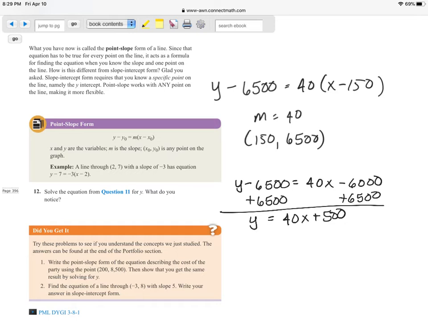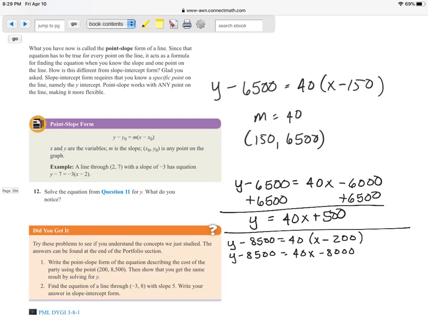Write the point slope form of the equation describing the cost of the party using the point 200, 8,500, and then show you get the same result solving for y. All right, so y minus, what was the y-coordinate? 8,500 equals 40 times x minus the x-coordinate of 200. So y minus 8,500 equals 40x minus 8,000. Let's add the 8,500 to both sides. So we have y equals 40x and then plus 500. Yes, we got the same thing.